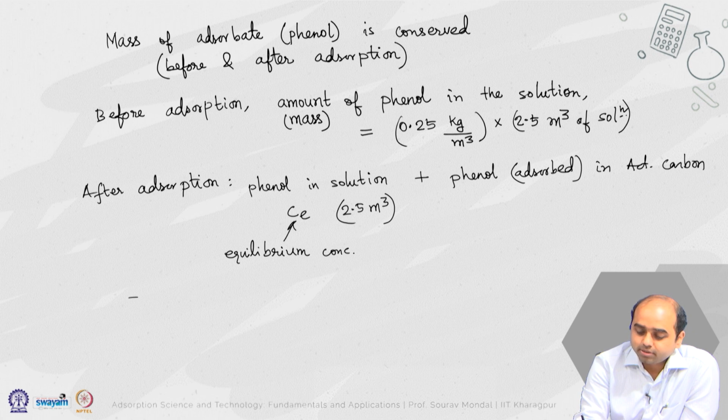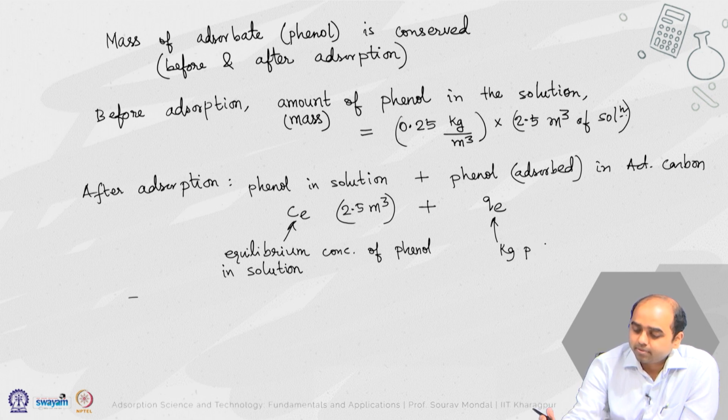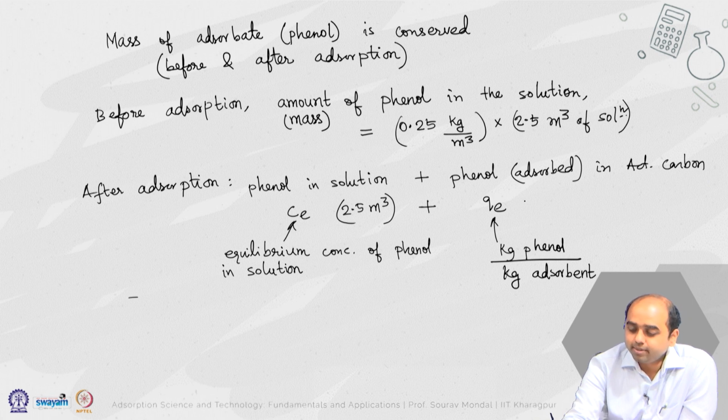After adsorption has reached equilibrium, the concentration in the solution is the equilibrium concentration, represented by Ce, and the amount of phenol that is present in the carbon is Qe, the equilibrium concentration of the phenol per mass. So, Qe is defined as kg phenol per kg of the adsorbent. This has to be multiplied with the amount of adsorbent added, which is 3 kgs in this case. So, this is a balance equation.